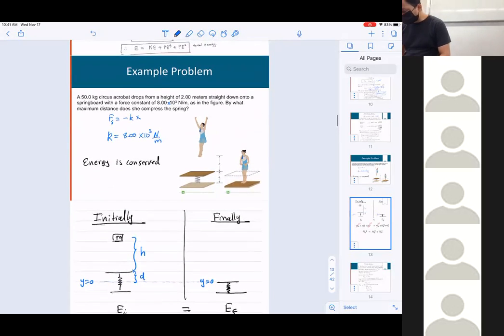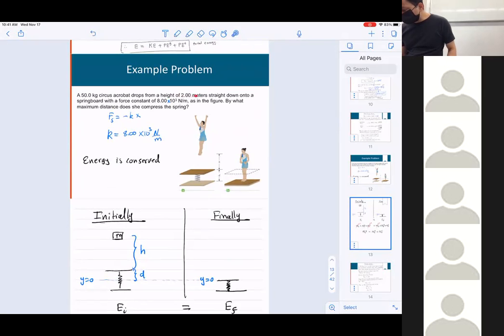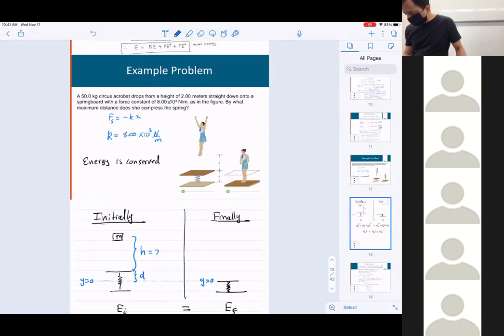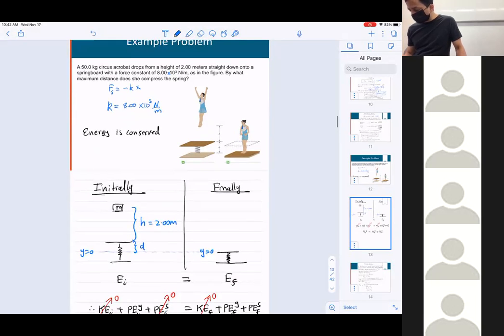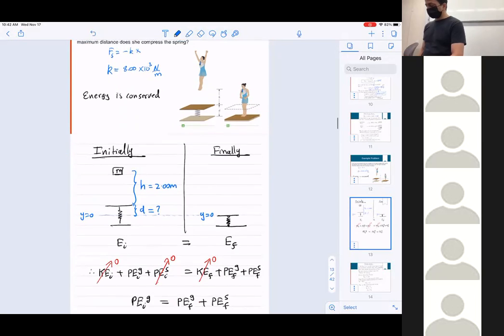So we were told in the problem that she starts from a height of 2 meters straight onto a springboard. That means this h here was 2 meters. And by what maximum distance does she compress the spring? So this d is exactly what we want to find. That is the thing that we're trying to find. Any questions on that?